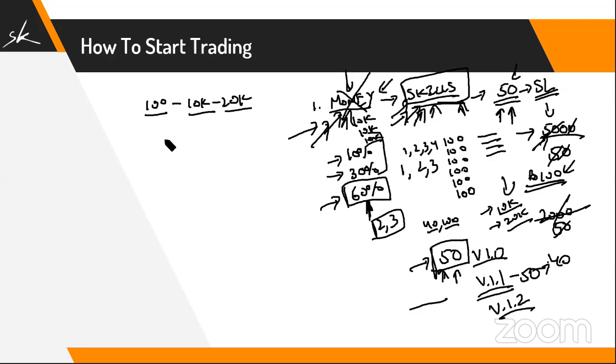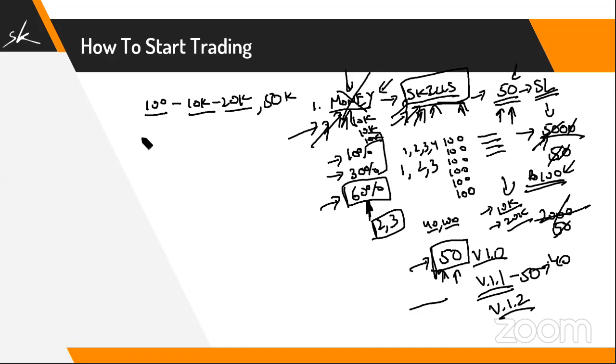So what you also need to do is, from 100, you don't straight away jump to 10,000 or 20,000 or 50,000 or whatever it might be. You also have to make that progression slowly and steadily, right? So how do you have to make that progression slowly and steadily?